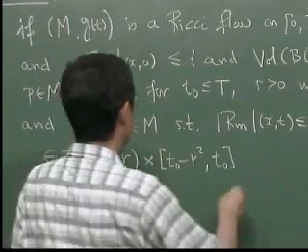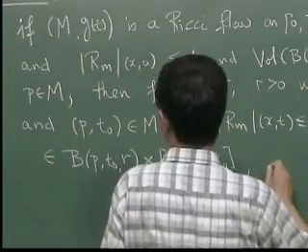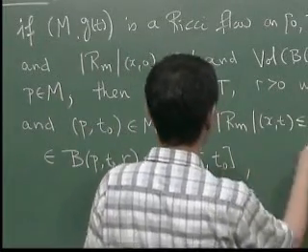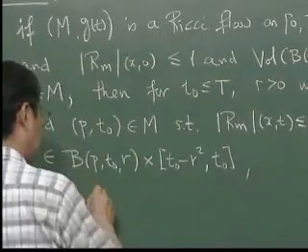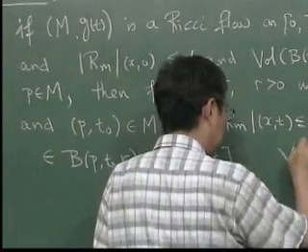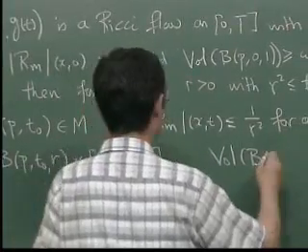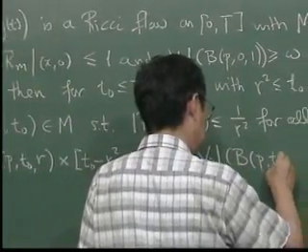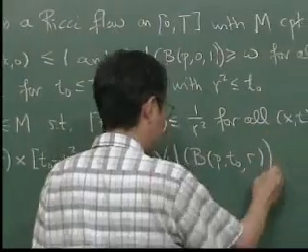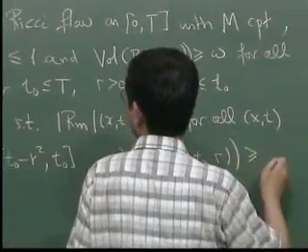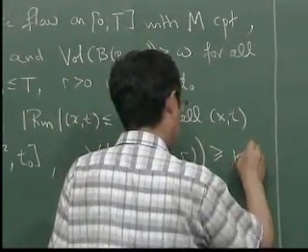So then the conclusion is, for all of these, the volume of this ball at P, T0 and R is bigger than or equal to omega kappa of R squared.